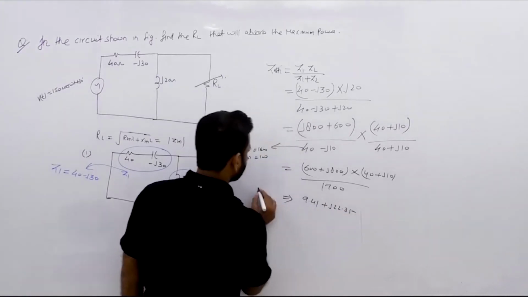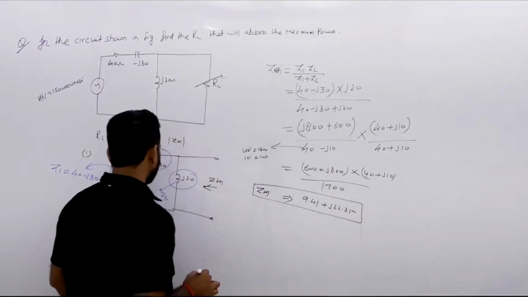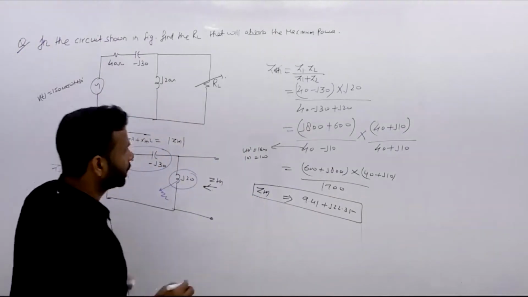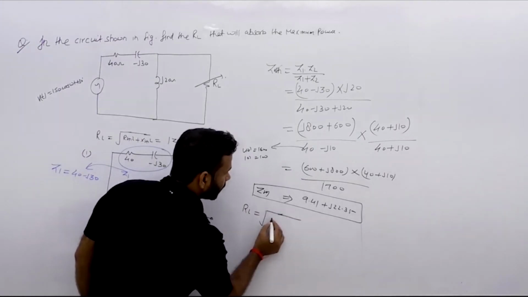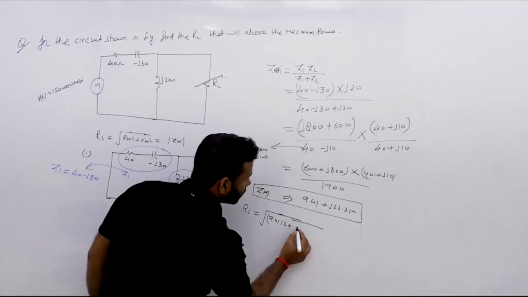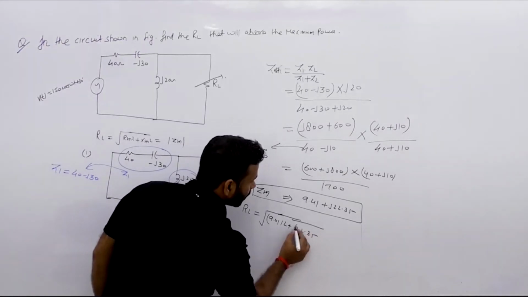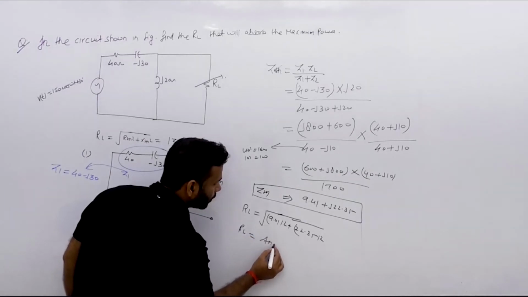22.35. This is your ZTH. Okay. Now if you want to calculate your RL, and RL is what? 9.41 k whole square, then 22.35 k whole square. If you solve this, you will get your answer.